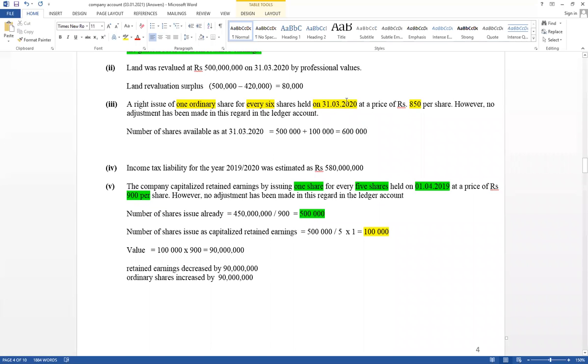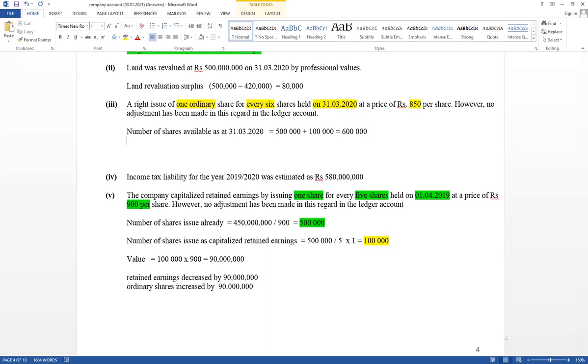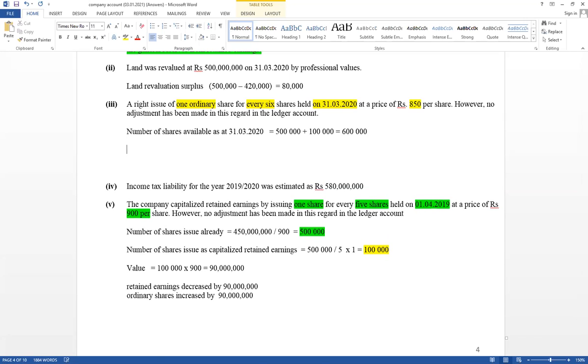At the time of rights issue, number of shares available is 600,000. Beginning of the year, number of shares available 500,000. As a result of reserves capitalization, number of shares increased by 100,000. Therefore, now number of shares available is 600,000. This is a quantity, but based on the money measurement concept, you have to calculate value. Then think about the number of shares issued as a rights issue.